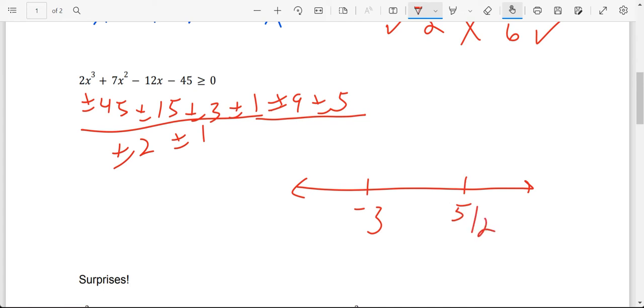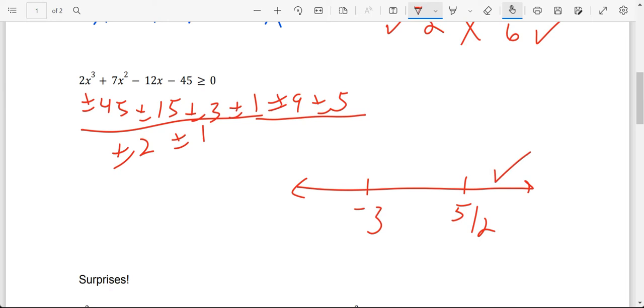You might be thinking, and rightfully so, hey, there should be 3 zeros. Well, let's do a little test here and see why we only have 2 zeros when we probably should have 3. My guess is we probably have multiplicity somewhere. Greater than 5 over 2: pick a number greater than 5 over 2 and see if you get a positive or negative. Let's say we pick 3. Does it work? Is it greater than or equal to 0? It sure does. Good.